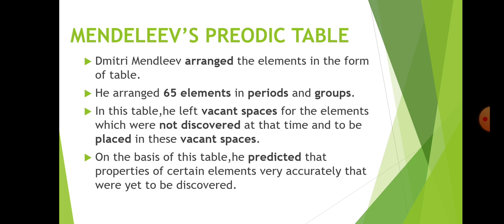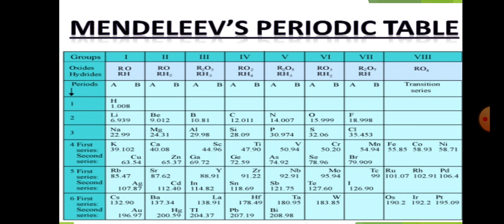He left vacant spaces for the elements which were not discovered at that time, and on the basis of this table he predicted the properties of the elements that were yet to be discovered very accurately, meaning he predicted properties which are very correct, without any error. Mendeleev arranged 65 elements into periods and groups, and he also left vacant spaces. You can see that these are the vacant places in the periodic table.